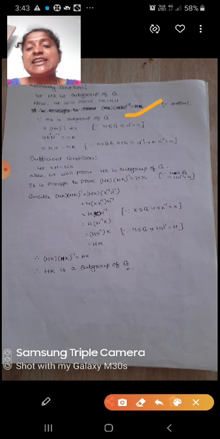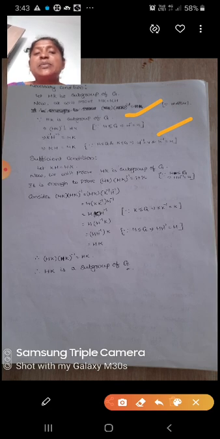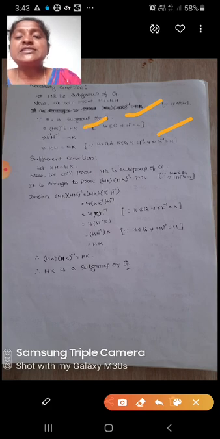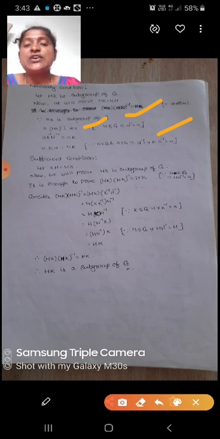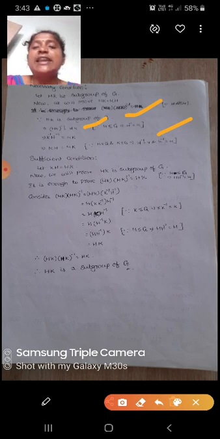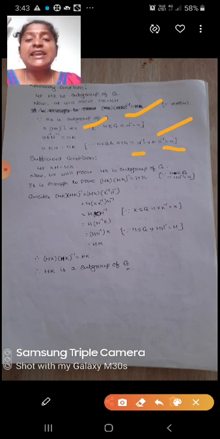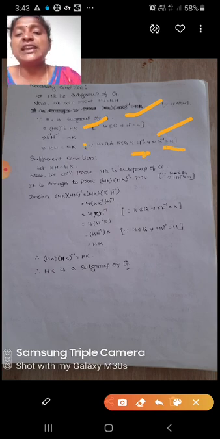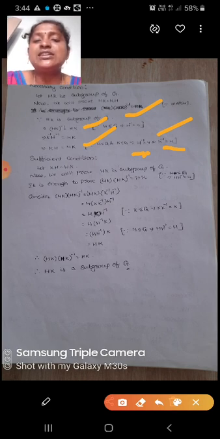Since HK is a subgroup of G, we know that H is a subgroup of G implies H inverse equal to H. Same condition we apply here. HK is a subgroup of G implies HK inverse equal to HK. So HK whole inverse equal to K inverse into H inverse. So K inverse into H inverse equal to HK. K inverse equal to K, H inverse equal to H. So KH equal to HK. Therefore HK is a subgroup of G implies HK equal to KH.